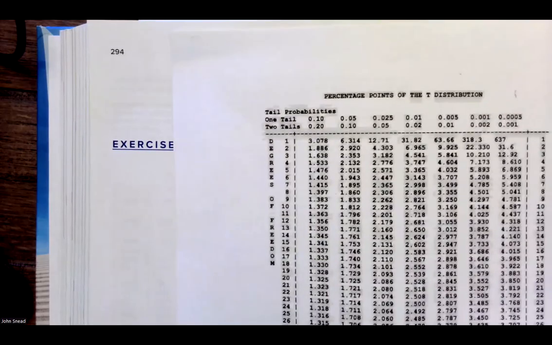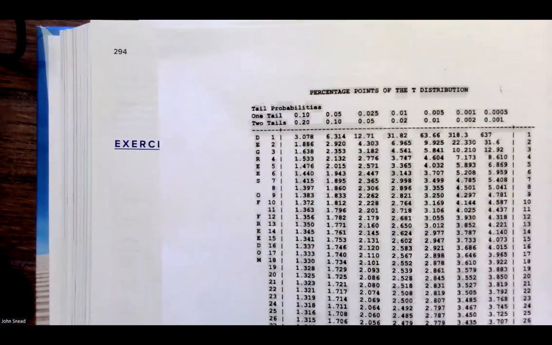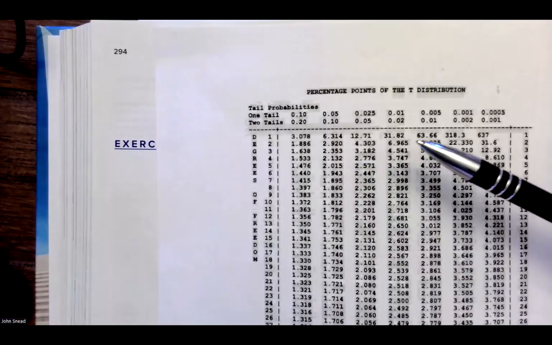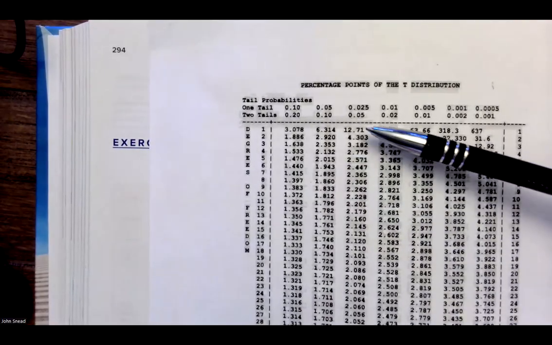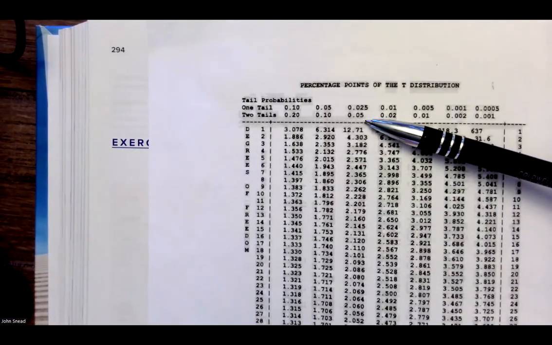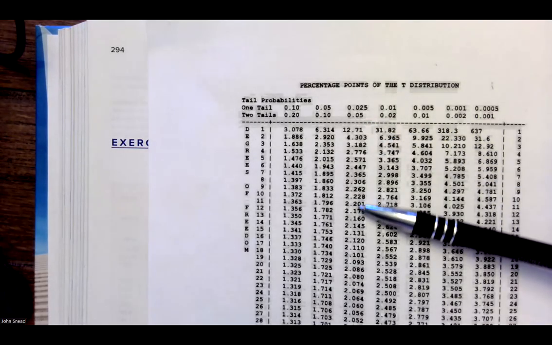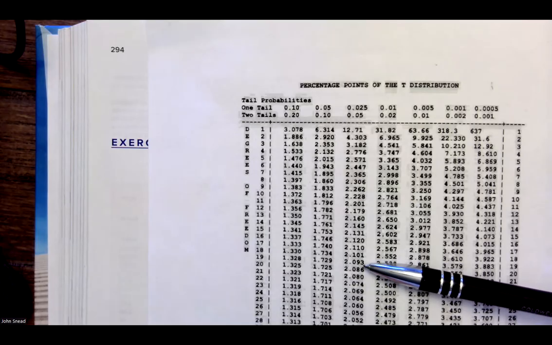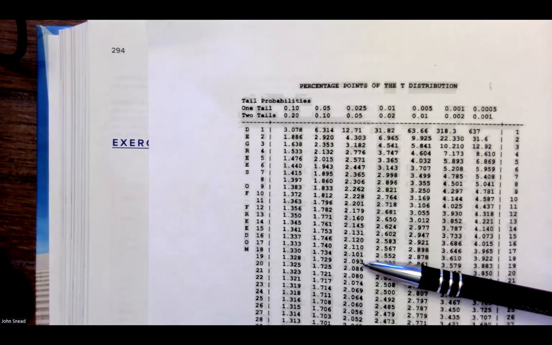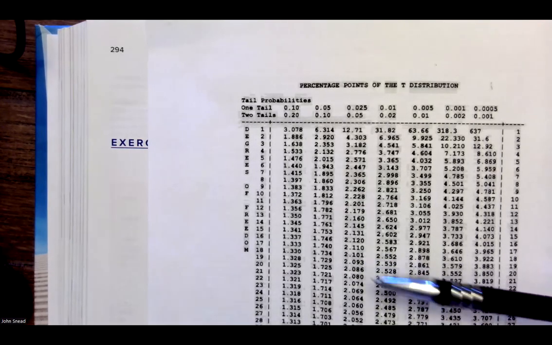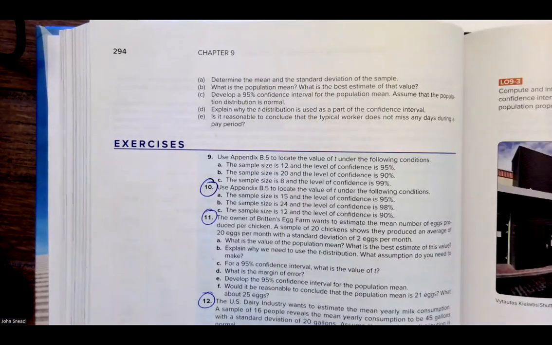For a 95% confidence interval, the value of t. Okay, we're going to go back. Like we did previously, a confidence interval has 2 tails, 95% confidence interval. So we're going to go over 5. The sample size was 20. 20 minus 1 equals 19 degrees of freedom. And we go down and you'll see the 2.093. So that's going to be the critical value for t in our equation.